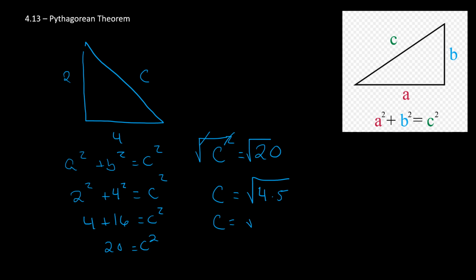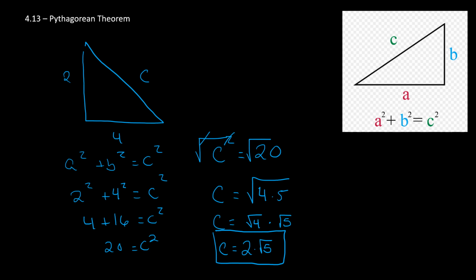Well, we can say that's the square root of 4 times the square root of 5. And we know that the square root of 4 is 2, so we get 2 times the square root of 5. This is our answer here. So the techniques for the Pythagorean theorem are the same. The only difference here is we have to break down this radical.